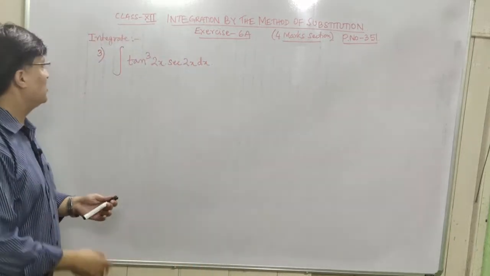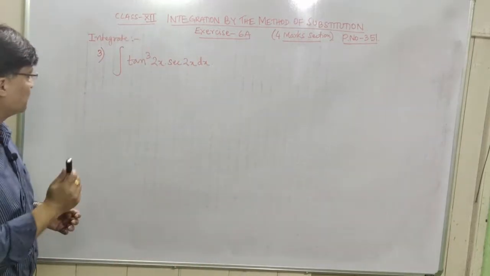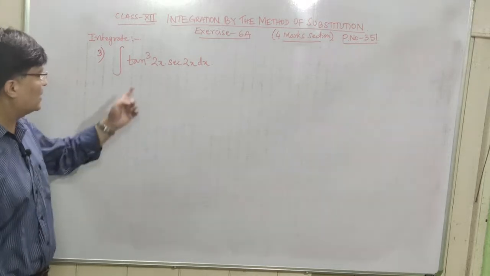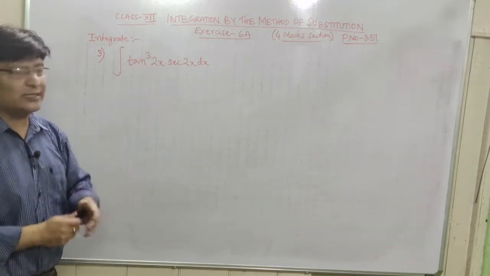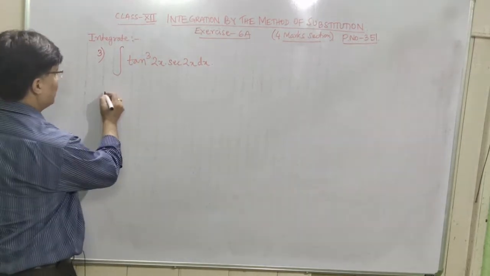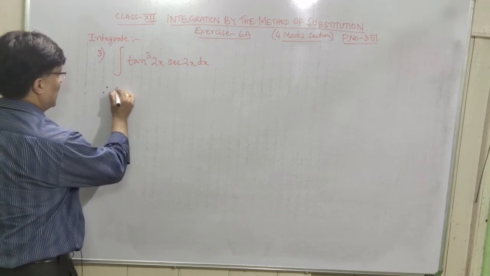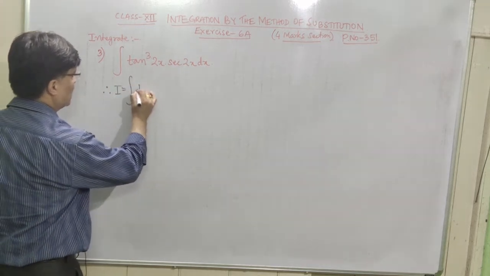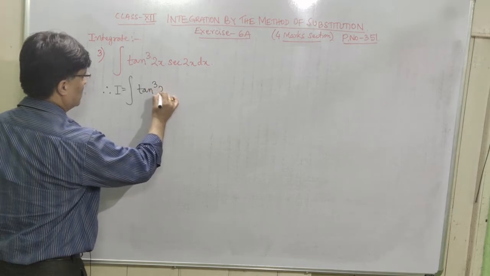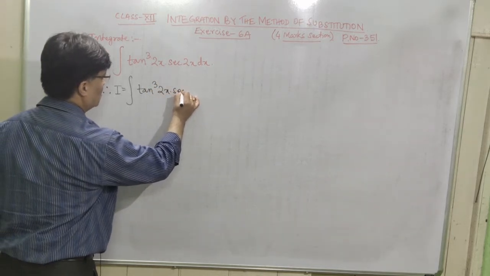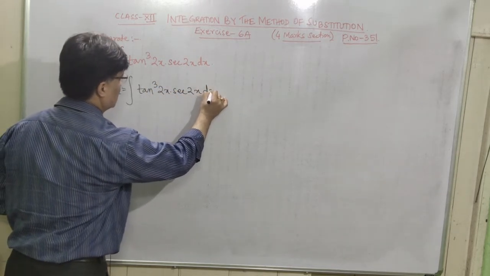So now we'll do the next question, that is question number 3. It is given that integral of tan cube 2x sec 2x dx. Okay, so let us write here I is equal to integration of tan cube 2x into sec 2x dx.